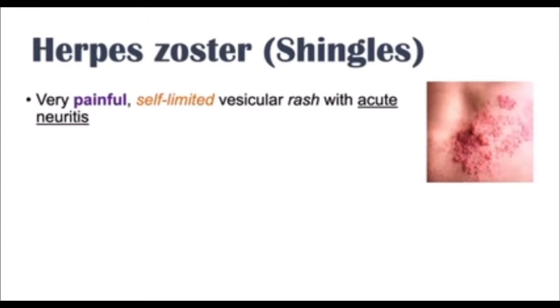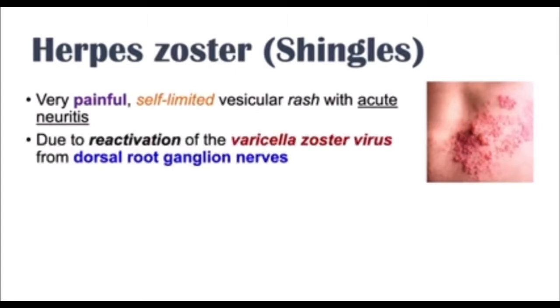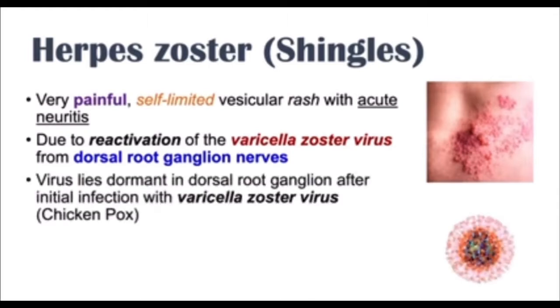So, shingles or herpes zoster is due to reactivation of the varicella zoster virus from dorsal root ganglion nerves. The virus lies dormant in dorsal root ganglion after an initial infection with varicella zoster virus, which causes chickenpox. So in order for an individual to actually get shingles, they would have had to have had an infection with chickenpox virus sometime in their life prior. So that's very important. What happens is the virus most oftentimes will occur in childhood. So a child will get chickenpox.